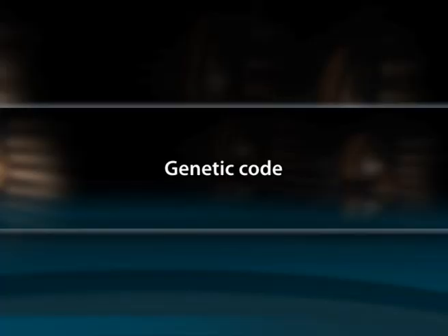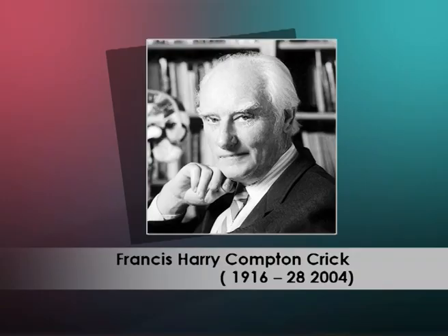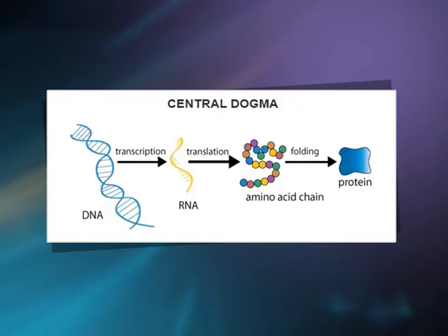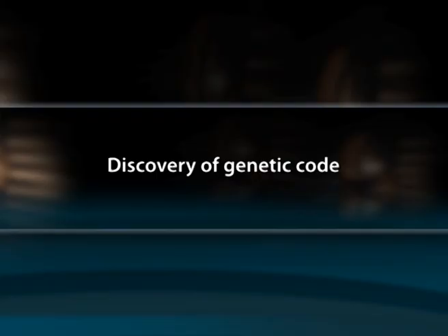Now, let us deeply study the genetic code. Francis Harry Compton Crick, a British molecular biologist, played a crucial role in research related to revealing the genetic code along with Sidney Brenner. He is widely known for the use of the term central dogma. The central dogma of molecular biology states that the flow of information is unidirectional.